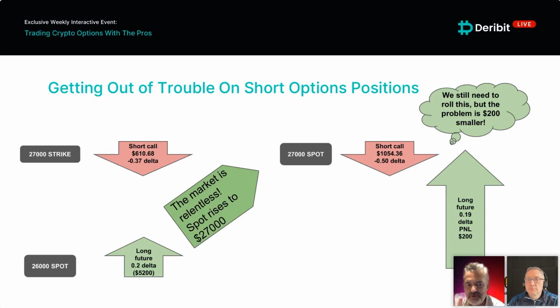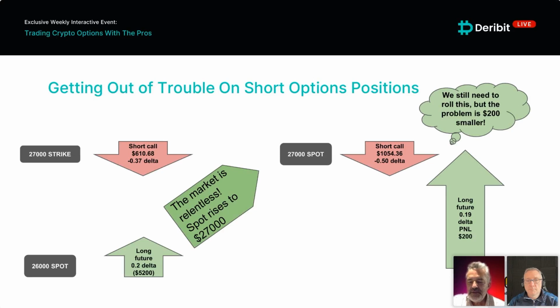So we've now gone up $2,000 in a day. That's pretty relentless. And the news feeds are all saying, Bitcoin's going to $1 million, we're all going to the moon, all that nonsense. So we're starting to really feel the fear now. But that fear's been taken off because we've been now long a perpetual or future since 26,000. We've been long 0.2 delta or $5,200 of it.